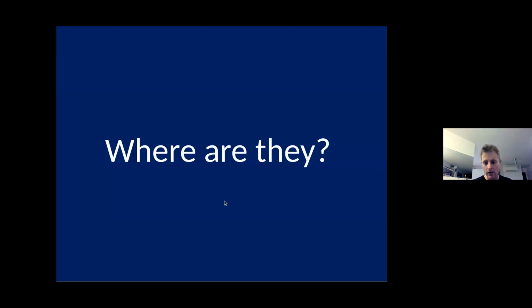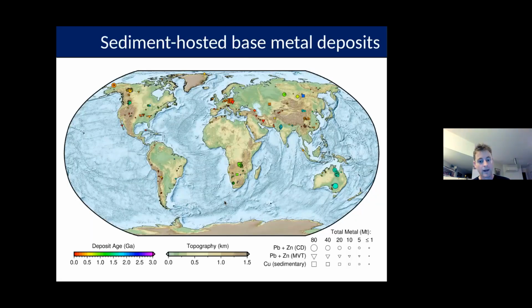So where are the deposits found? And the answer is in sedimentary basins. And we all know sedimentary basins cover very large amounts of the surface of the continents. But these deposits are only found in very specific places within those sedimentary basins. This is showing you all the major known base metal sediment-hosted deposits. The size of the symbol corresponds to the amount of metal in them, and the age of the symbol is given by the color. So you can see these things are up to about 2 billion years old.